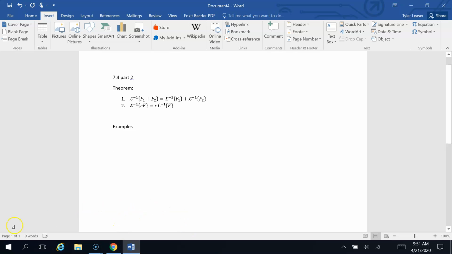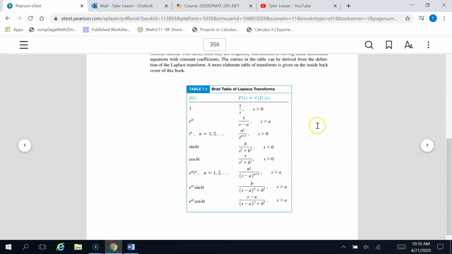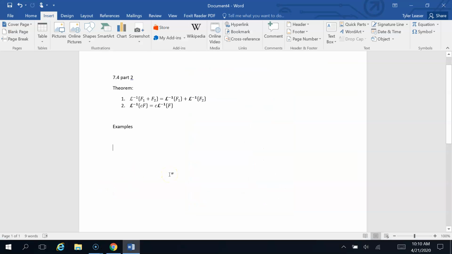I need the book, so let me pull up the book here real quick. Alright, I got the book pulled up, ready to go. Remember, this is the table that we're using to do these inverse Laplace transformations. So let me write out the example that we want to do here.